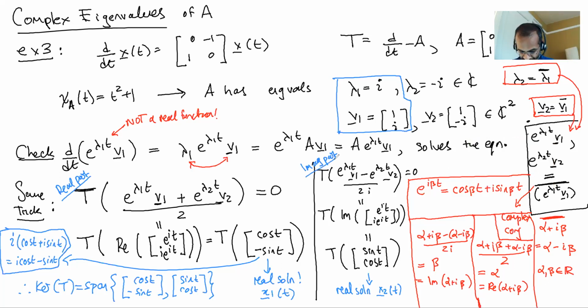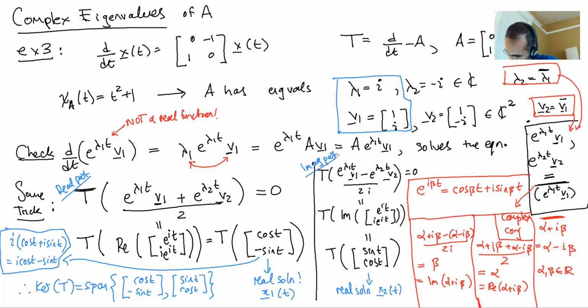Okay, so a lot of stuff happened in this example, but this example pretty much contains everything you need to know about what to do with complex eigenvalues. I'll articulate it in a theorem on the next slide. But any questions about this? Yeah, please go ahead. Can you explain why you did plus for the real and then minus for the imaginary?